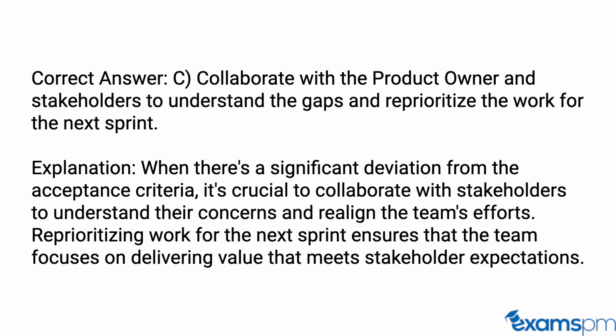Correct answer: C. Collaborate with the product owner and stakeholders to understand the gaps and reprioritize the work for the next sprint. Explanation: When there's a significant deviation from the acceptance criteria, it's crucial to collaborate with stakeholders to understand their concerns and realign the team's efforts. Reprioritizing work for the next sprint ensures that the team focuses on delivering value that meets stakeholder expectations.